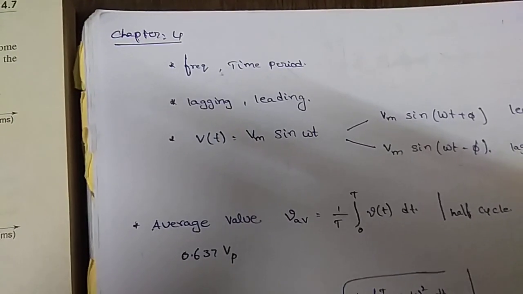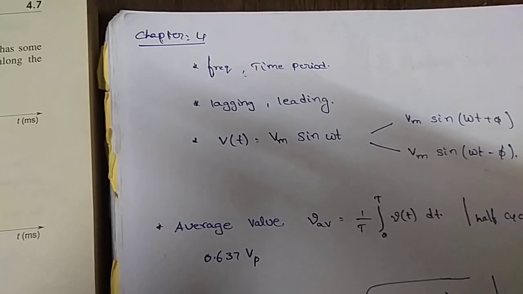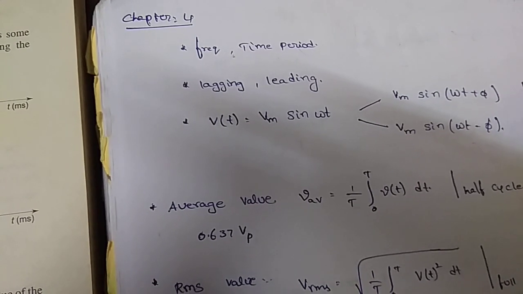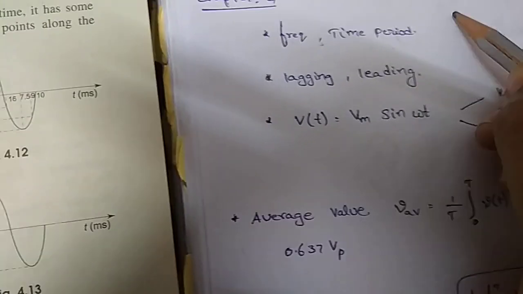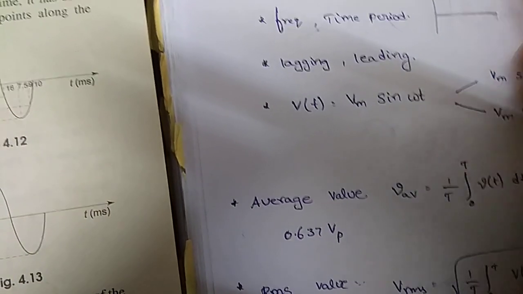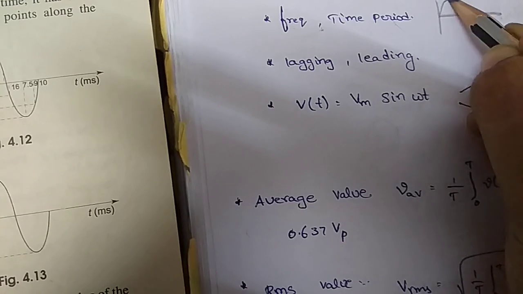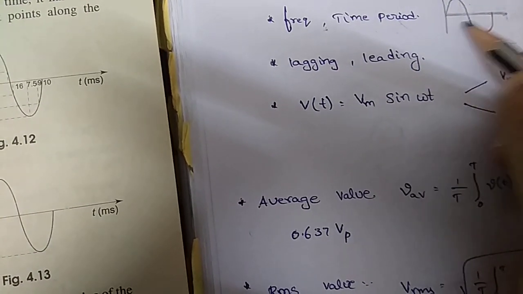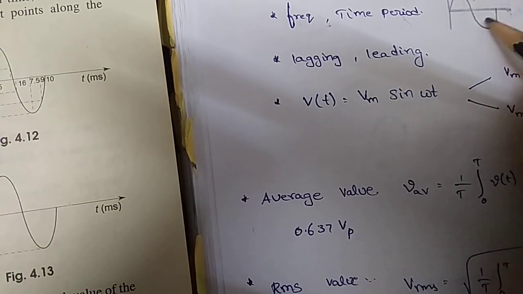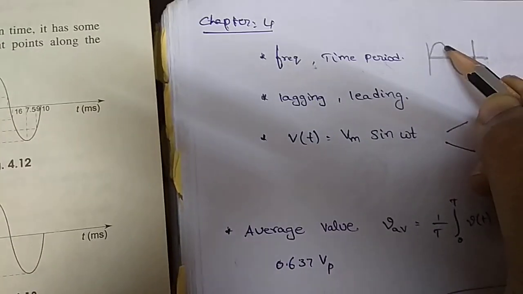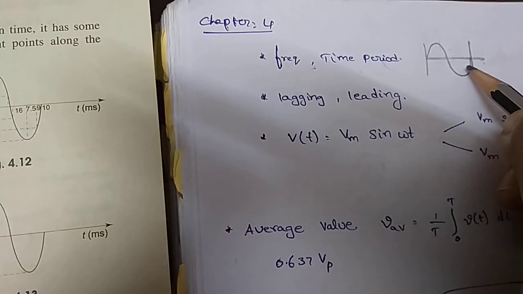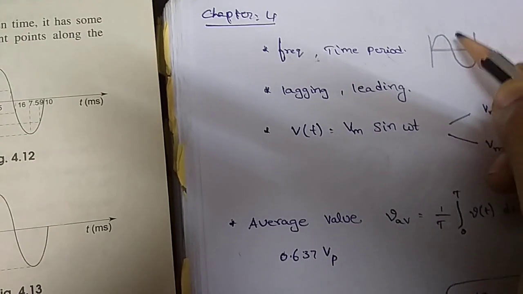In today's class, we're just recapping our previous class and we are continuing with the problems. Okay, the first topic is frequency and time period. Already we know that frequency is nothing but number of cycles per second, and time period is nothing but how much time is required to complete one complete cycle. One complete cycle is nothing but your positive and negative peaks.